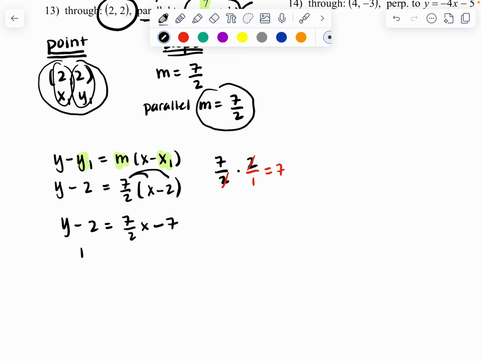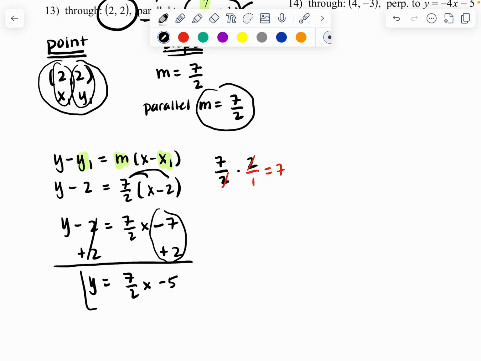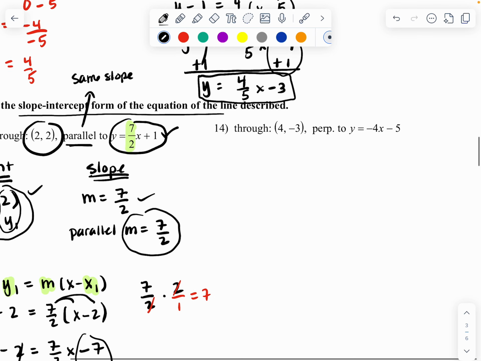Okay, then we're going to add 2 to both sides. And negative 7 plus 2 is going to be negative 5. So there is the equation of the line that passes through the point (2, 2) and has a slope of 7 over 2. Okay, now super scary on number 14, okay?